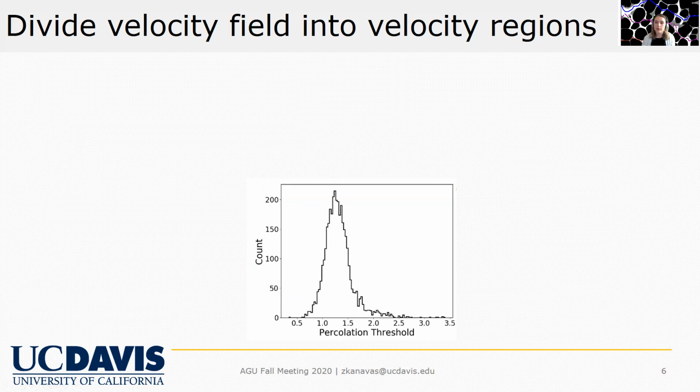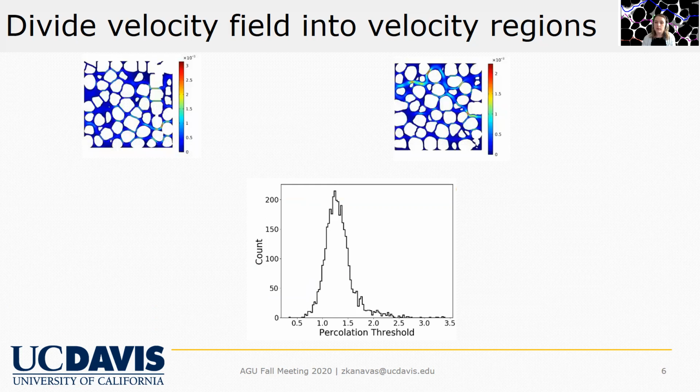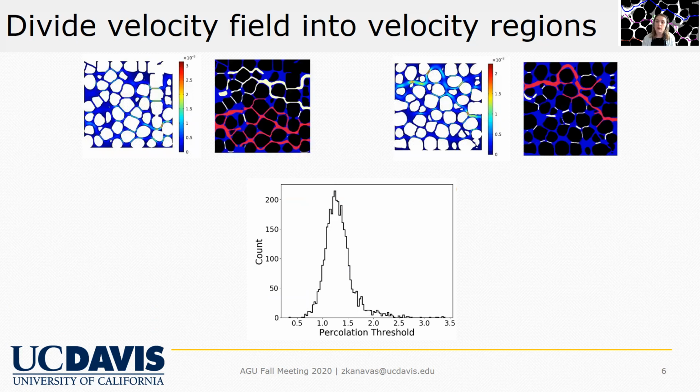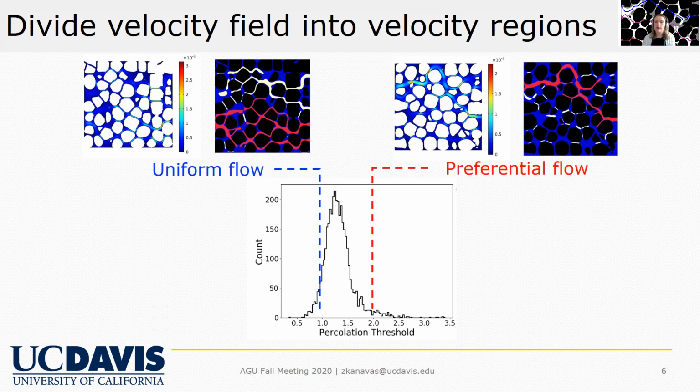Shown here is a histogram of the percolation threshold for each sample in the dataset. We can use the percolation threshold to classify samples into different flow regimes. Let's consider these two velocity fields and divide them into velocity regions using the percolation threshold. The left sample has a lower percolation threshold and has more uniform flow. The right sample has a higher percolation threshold and has more channelized flow.